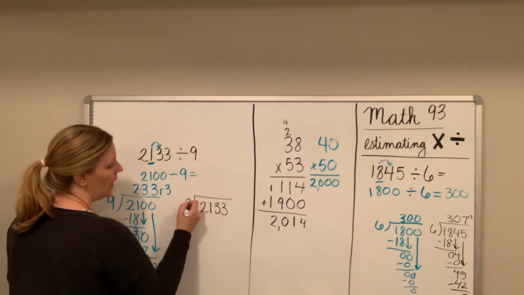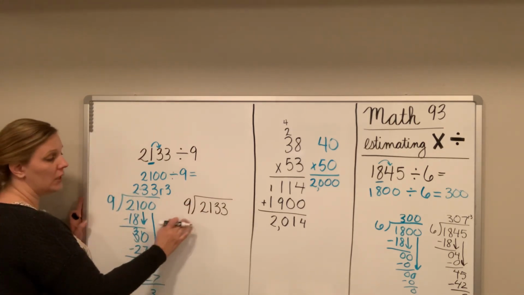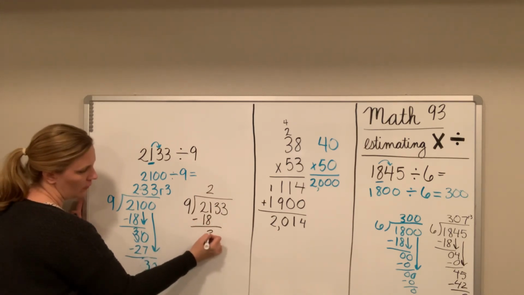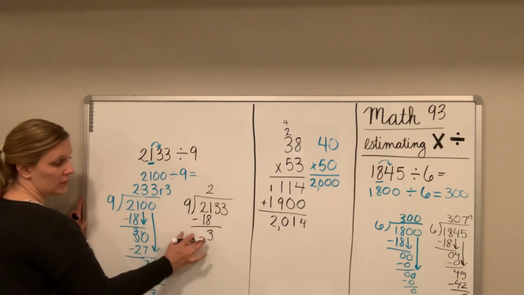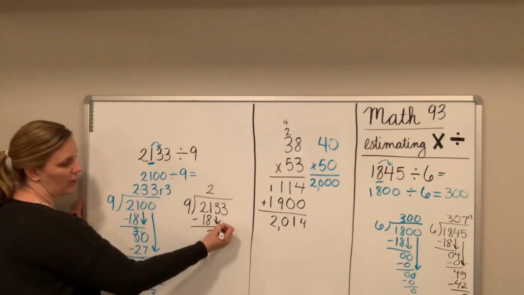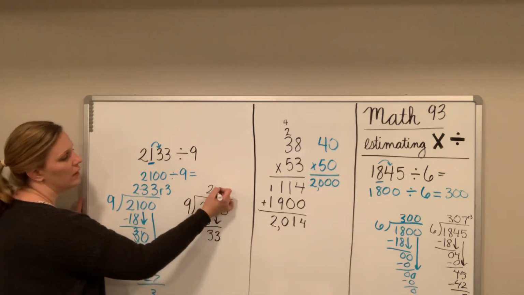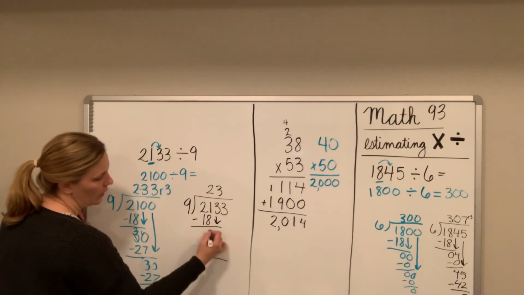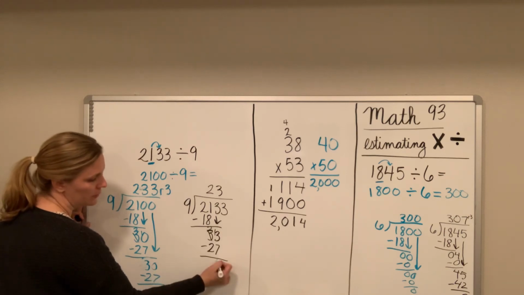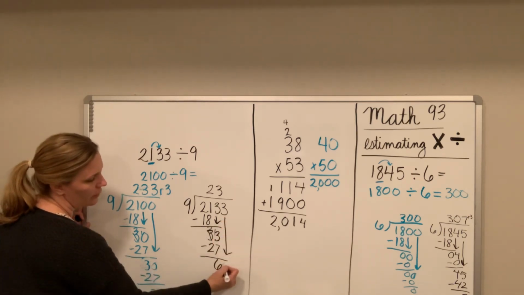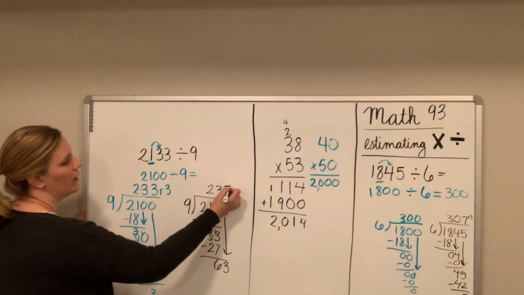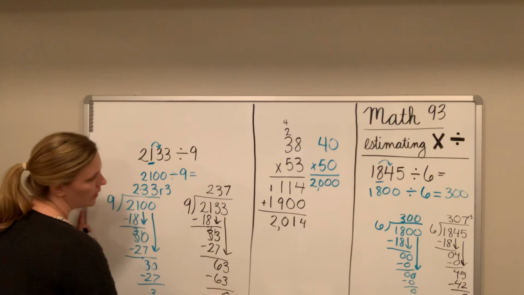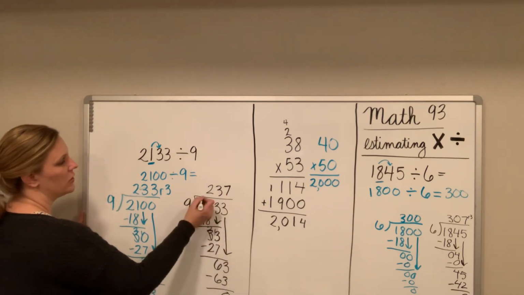divided by 9. 2 divided by 9, can't do it. 21 divided by 9, 9 times 2 is 18. 21 minus 18 is 3. Divide, multiply, subtract, bring down. 33 divided by 9. We're going to go for 3 times 9 is 27. Subtract, I get 6. Bring down my 3. 63 divided by 9. Let's try 7. 7 times 9 is 63. 0, no remainder, nothing more to bring down, so my answer is 237.